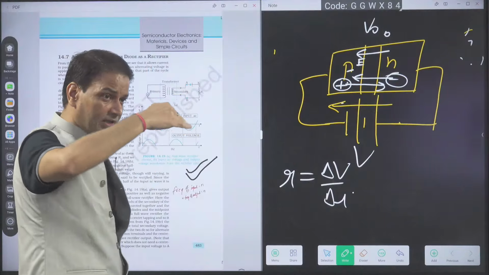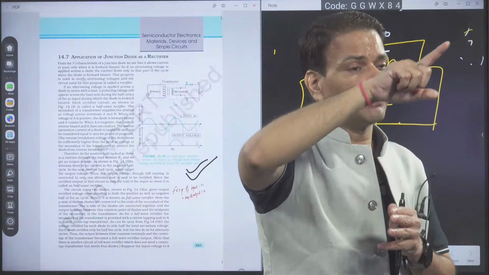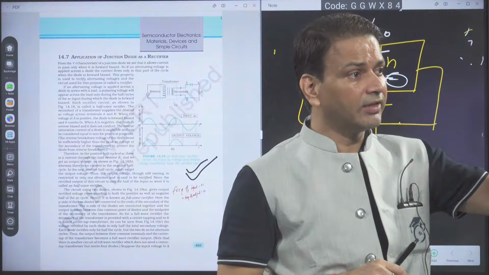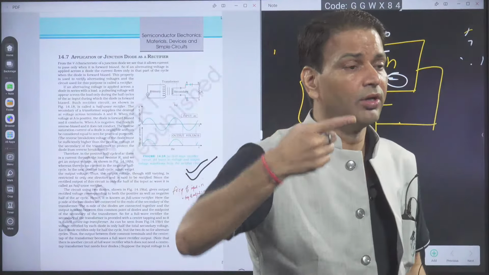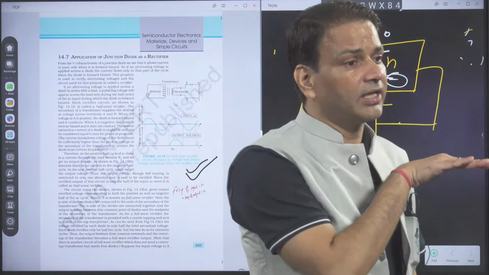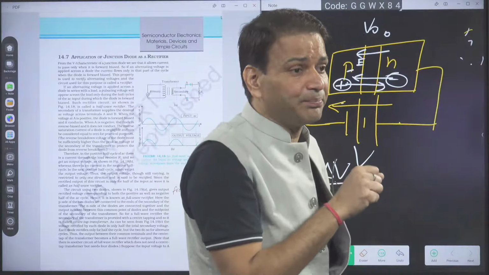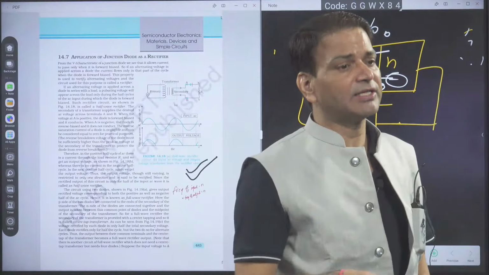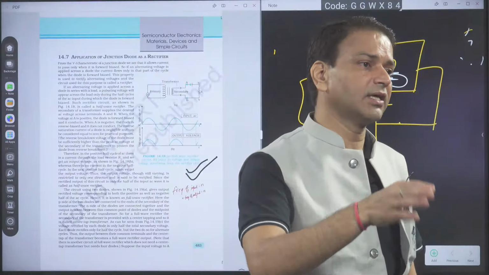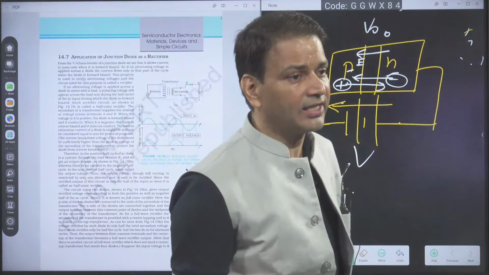When the voltage in the reverse, negative cycle reaches 5 volt, what will happen? The diode will break down. When breakdown happens, it can conduct a large amount of current, so we will get current in the negative cycle also. Our purpose will not be solved. Our purpose is to get DC, meaning current only in one direction. But if the breakdown potential is less than the peak inverse voltage, in reverse bias the diode will also conduct due to breakdown. Then through the load we will get current in both directions, so the problem remains as it is. The current will not get rectified.